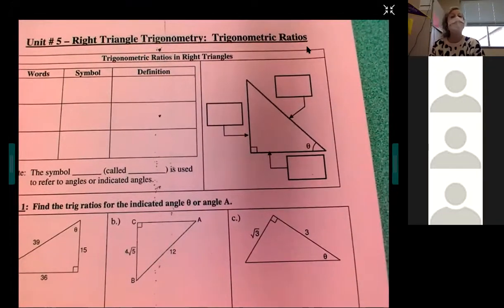Okay? So when we talk about trigonometry, trigonometry is just a branch of math that helps us find the relationship between side lengths and angle lengths in a triangle.